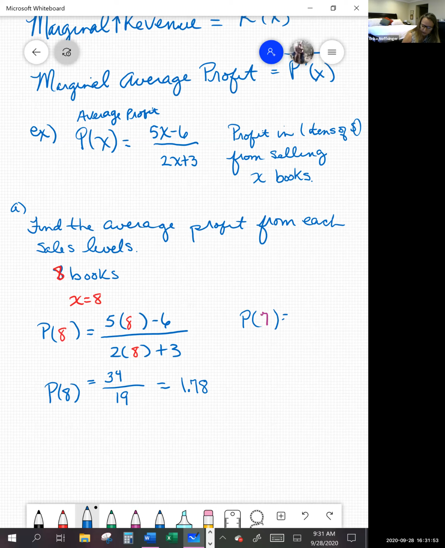So if we go in here and we plug that in, 5 times 7 minus 6 all over 2 times 7 plus 3. So this gives us 35 minus 6 is 29. 2 times 7 is 14 plus 3, that's 17. And 29 divided by 17 gives us 1.7. Shoot, something's off.